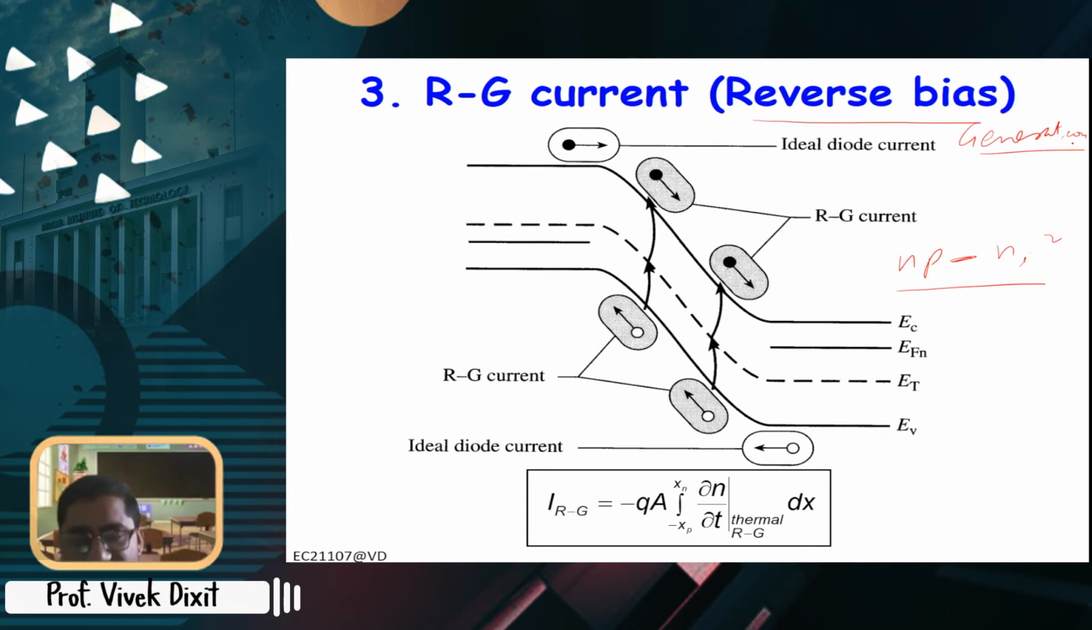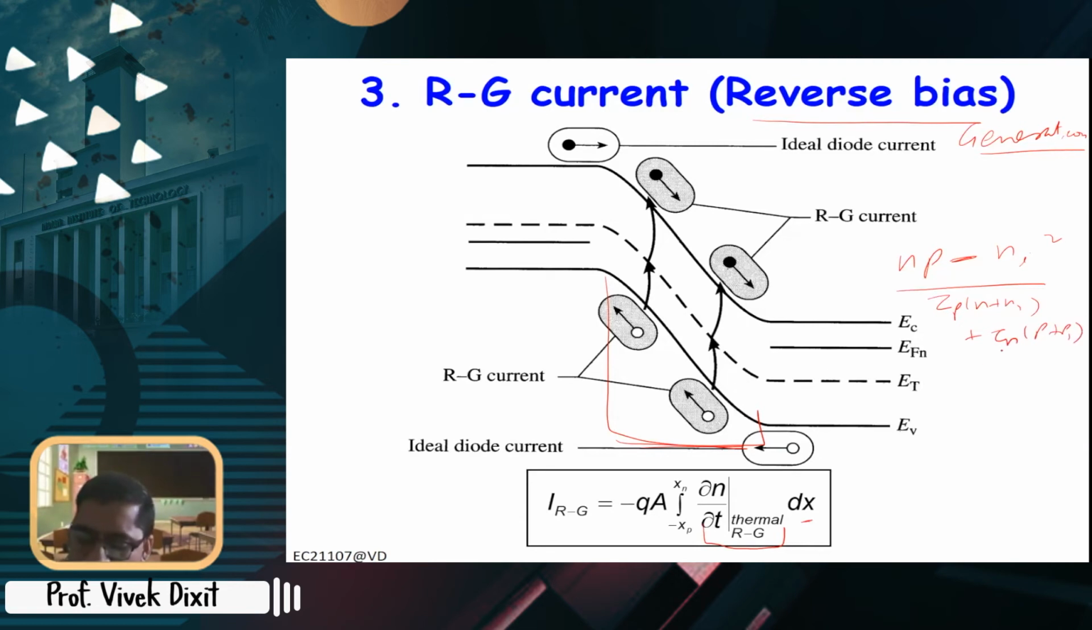So carriers will be generated in the depletion region and they will flow out according to the electric field in the depletion region. So you can write the RG current as q times A times the total carrier generation in the depletion region, right? So you can write carrier generation rate multiplied by the length of the region. The net generation recombination rate is (np minus n_i squared) divided by [tau_p times (n plus n_1) plus tau_n times (p plus p_1)], right?